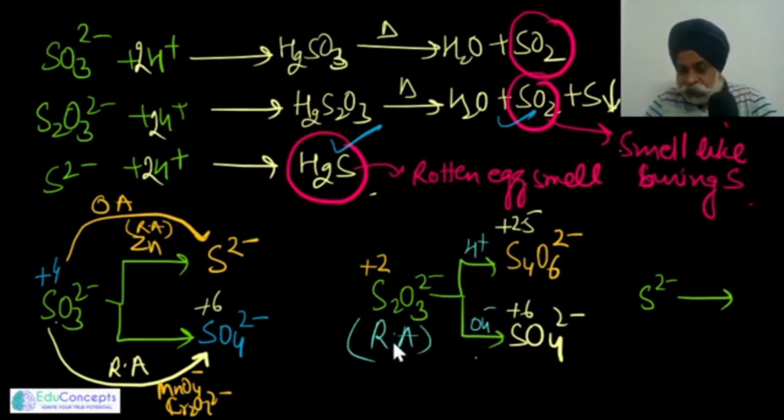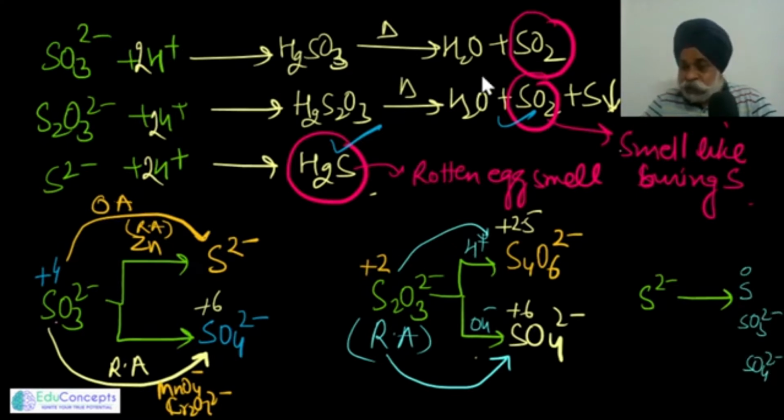So thiosulfate ion, most of the time, is acting as a reducing agent. On the contrary, as regards the sulfide ion, sulfide can go to sulfur in the zero oxidation state, or sulfite ion or sulfate ion. Definitely sulfur cannot go to a lower negative oxidation state. It can move on to the upper oxidation states, 0 or +4 or +6. In all of these, it would be acting as a reducing agent.